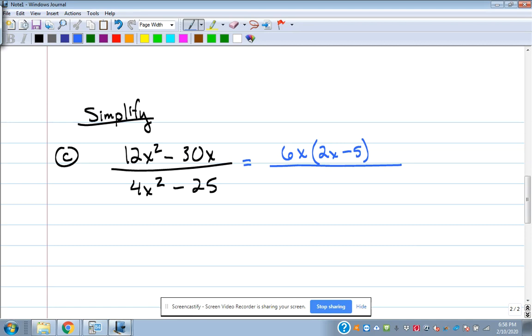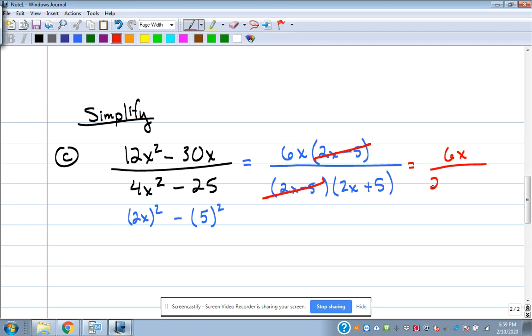Then the denominator now, to factor that, I am thinking difference of squares. I know 25 is 5 squared. 4x squared would be 2x squared. So my factors for that would be what? Yeah, 2x minus 5, 2x plus 5. Which ones of those cancel out? Yeah, the 2x minus 5s cancel each other out. This one cancels that one, leaving a 6x over 2x plus 5.